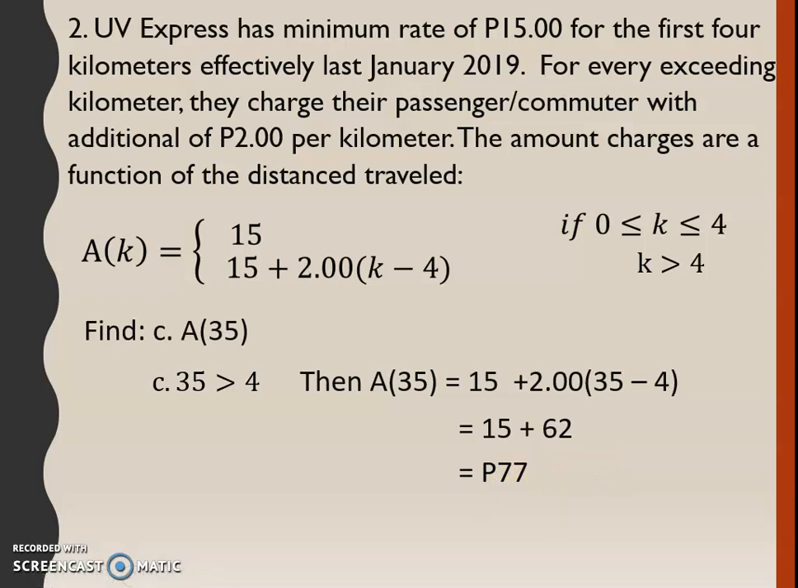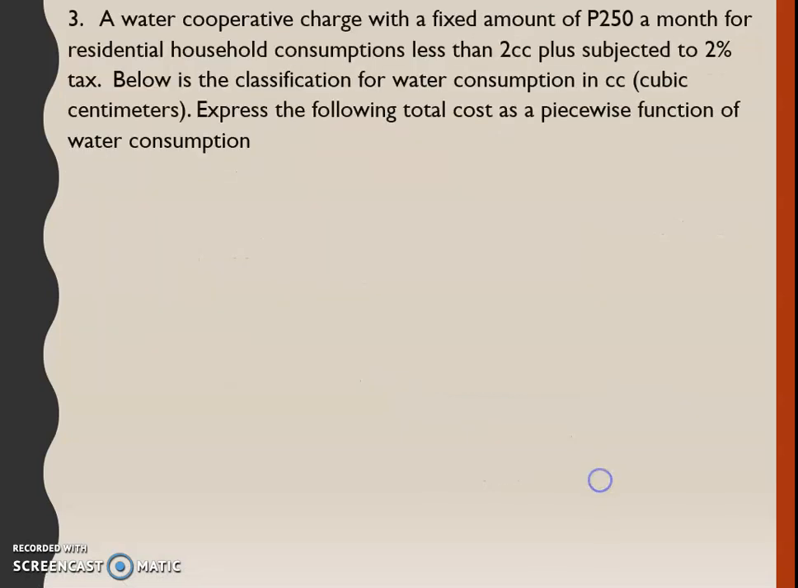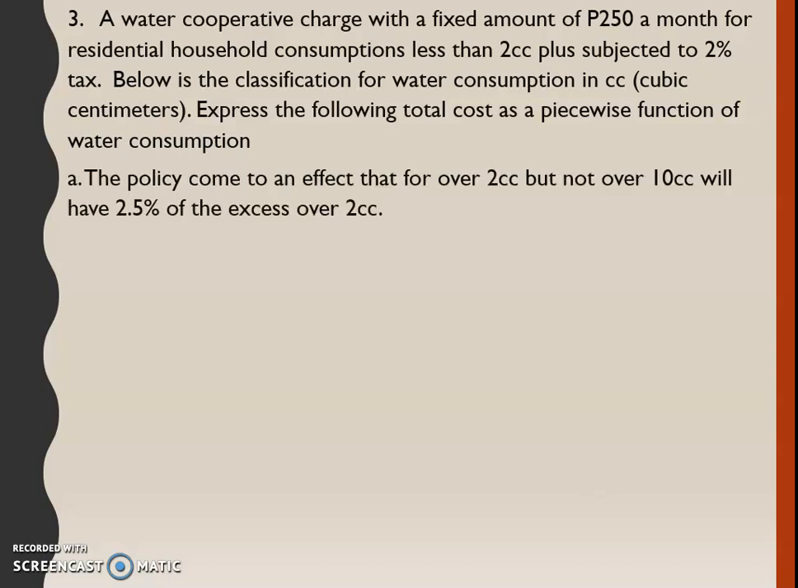Okay, so let's have another example. A water cooperative charges a fixed amount of 250 pesos a month for residential household consumption of less than 2 cubic centimeters, plus 2% tax. Below is the classification for the water consumption in cc or cubic centimeters. Express the following total cost as a piecewise function of water consumption. So let's have the following.